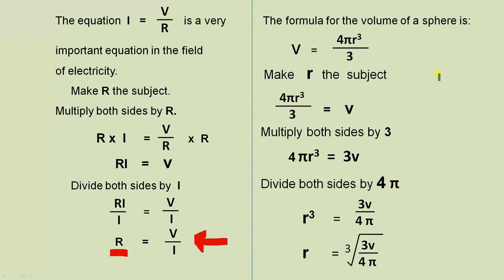Finally, we have our famous formula, which is the volume of a sphere. V equals 4 pi R cubed over 3. We're going to make R the subject. So again, I just swapped the equation around, so R's on the left. Multiply both sides by 3. 4 pi R cubed equals 3V. Divide both sides by 4 pi. R cubed equals 3V over 4 pi. So R is the cube root of 3V over 4 pi. That is the answer, and R is the subject.